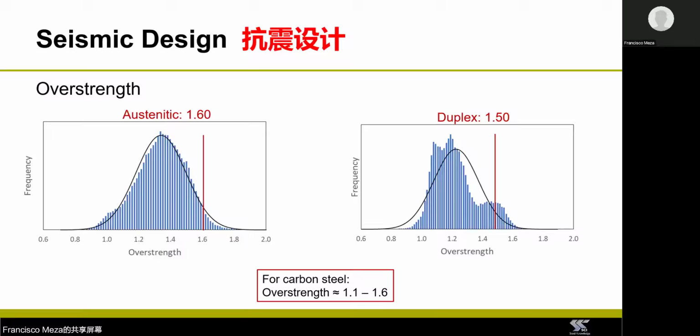So we estimated the overstrength factor for austenitic and duplex stainless steel that should be used in seismic design, and the values we're proposing based on the data we collected are 1.6 for austenitic stainless steel and 1.5 for duplex stainless steel. Now, if you compare these values with the ones that are used for carbon steel in the US, which range between 1.1 and 1.6, you can see that they are on the upper end of the range.